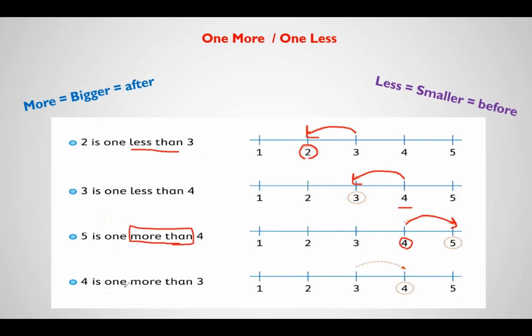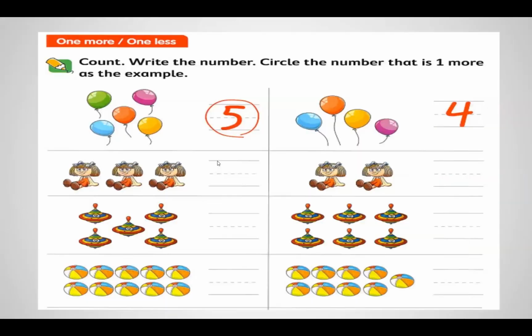Again, what is 1 more than 3? So if I'm stopping on 3, I'm going to move after to see what is more than it. So of course 4 is 1 more than 3. Okay, here. Count, write the number, then circle the number that is 1 more. Again, we said 1 more means bigger. So more means bigger. Here, let's count the dolls.